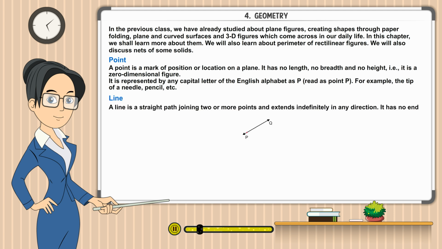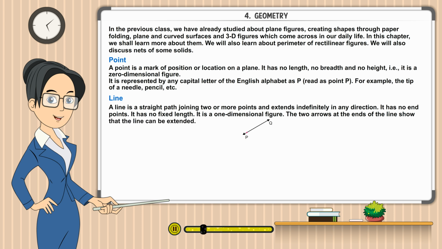Line. A line is a straight path joining two or more points and extends indefinitely in any direction. It has no endpoints. It has no fixed length. It is a one-dimensional figure. The two arrows at the ends of the line show that the line can be extended. For example, a railway track, a road, etc.